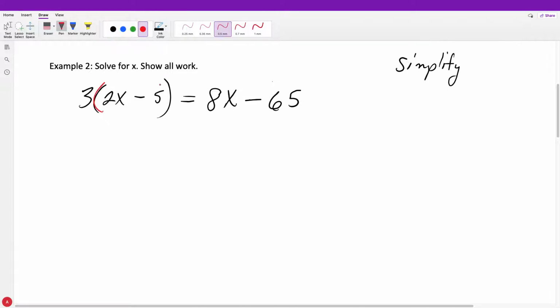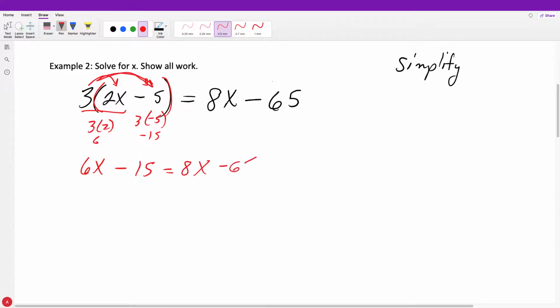So I see it's 3 times 2x minus 5. So I'm going to distribute this 3 in just like we learned in our last video. And 3 times 2 gives me 6. So 3 times 2x is 6x. And 3 times negative 5, well, that gives me negative 15. So it's 6x minus 15 is equal to 8x minus 65.